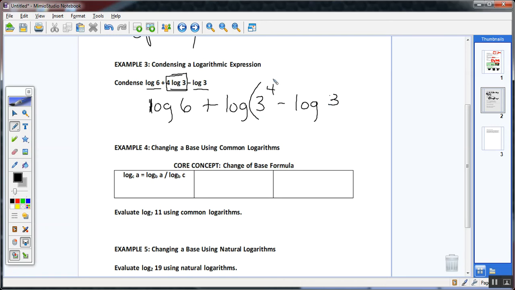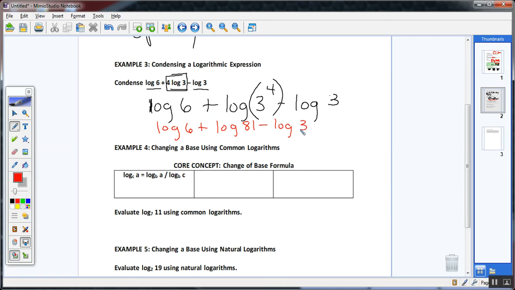What is this 3 to the 4th power going to equal? What does 3 to the 4th power equal? 81. Okay, so help me with this. We end up now with the log of 6 plus the log of 81 minus the log of 3.